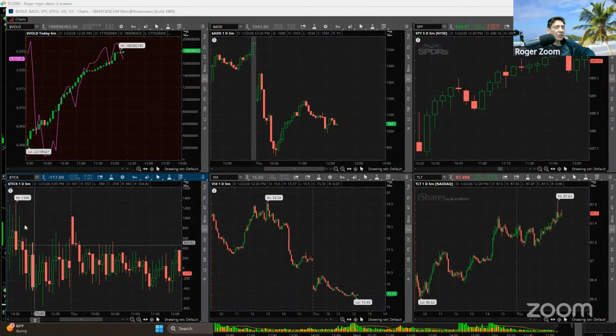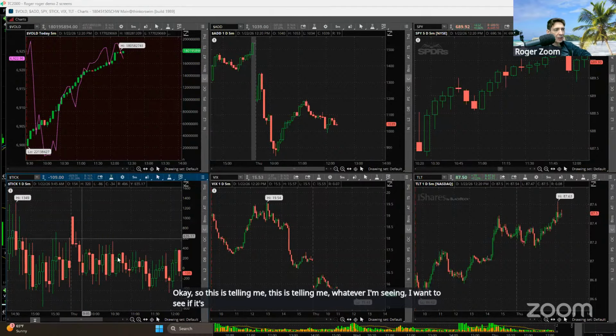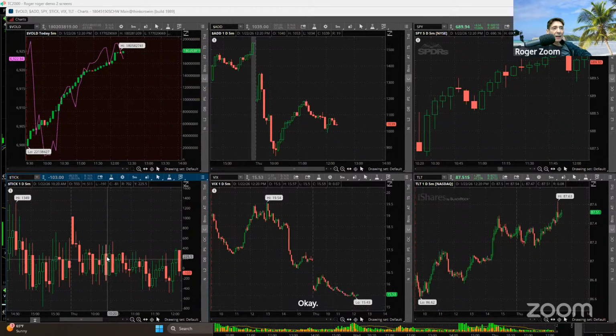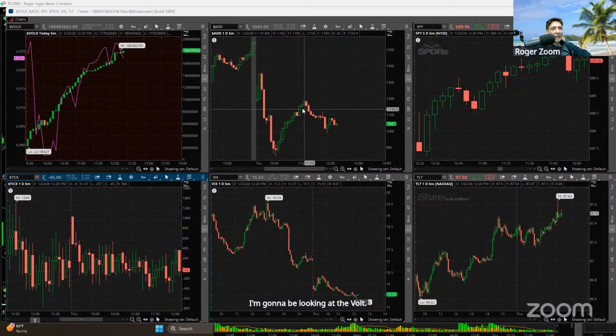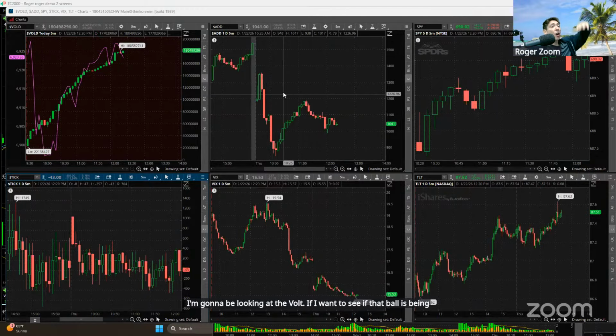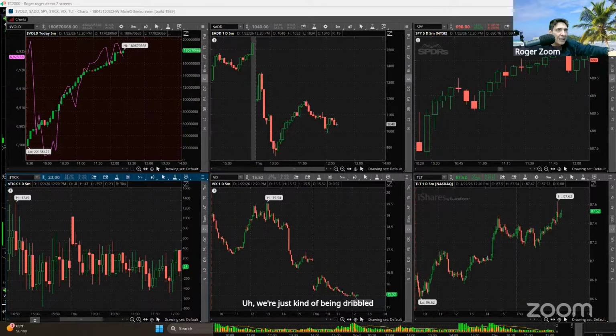Okay. So this is telling me whatever I'm seeing, I want to see if it's real or not. I'm going to look at the tick. If I want to see which way the wind is blowing, I'm going to be looking at the Volt. If I want to see if that ball is being bounced hard or just kind of being dribbled like this, like noise, then I'm going to look at this. So all of these things give me a different perspective.